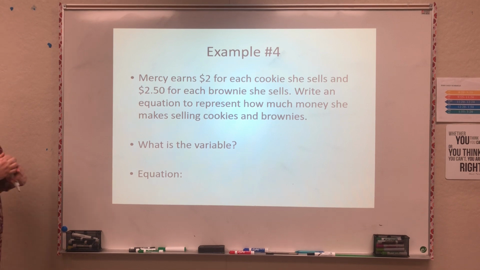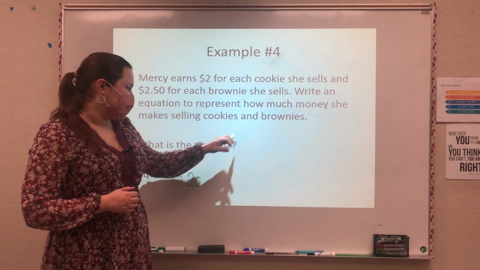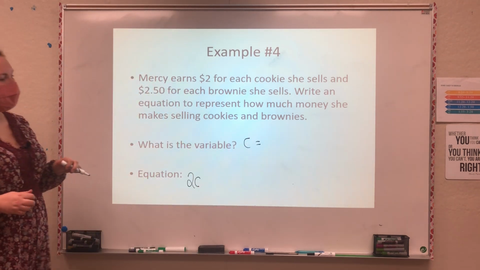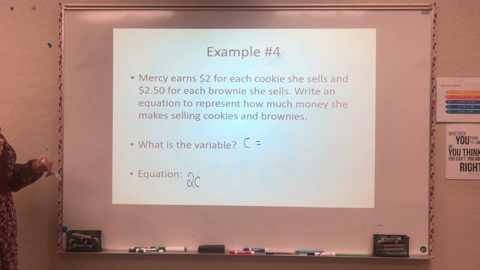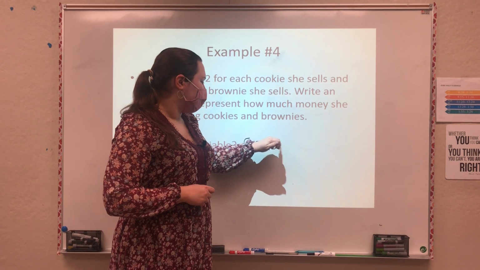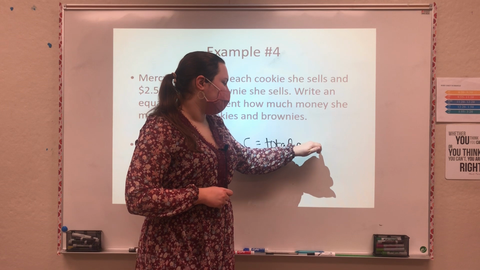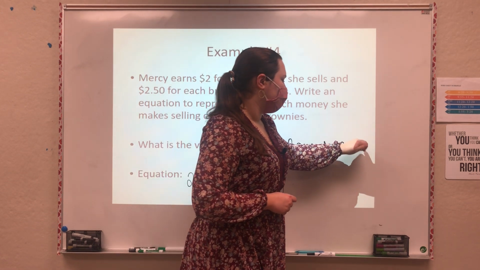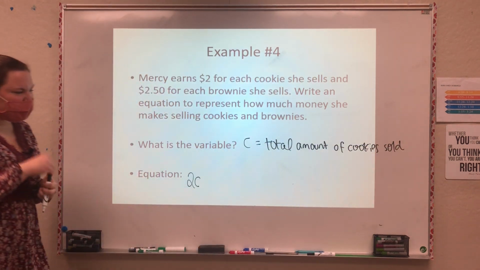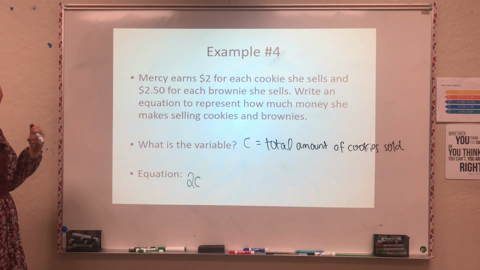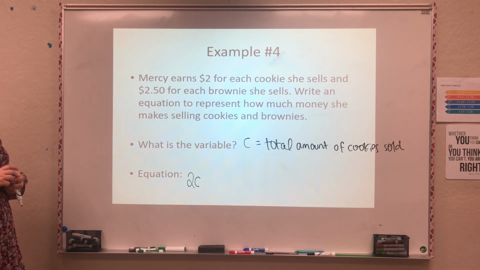C. So you're starting us off with 2c. You just use c. Tell me what c represents. Each cookie she sells. So describe it, making it sound like a number. C is the total amount of cookies she sells. Perfect. We can write that. The total amount of cookies sold. You could say number of cookies, the amount of cookies she sells, total amount of cookies, how many cookies she sells. All of those are good.